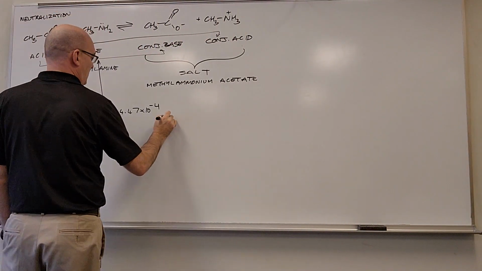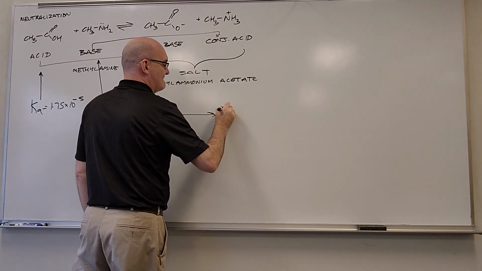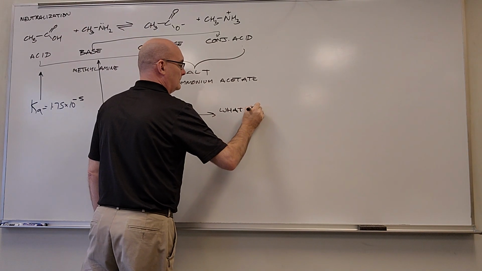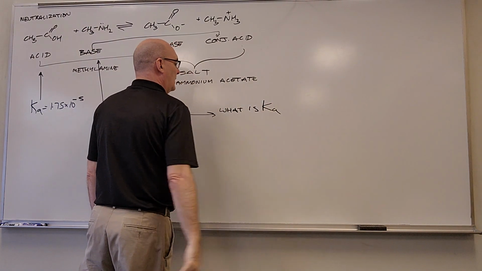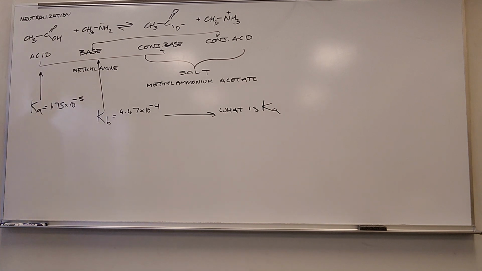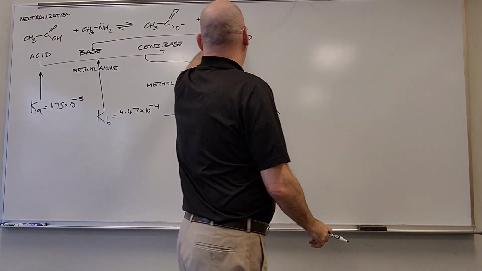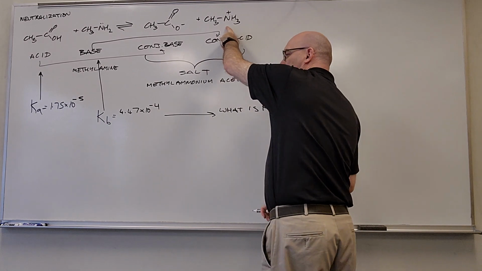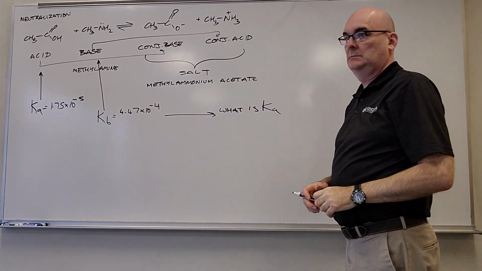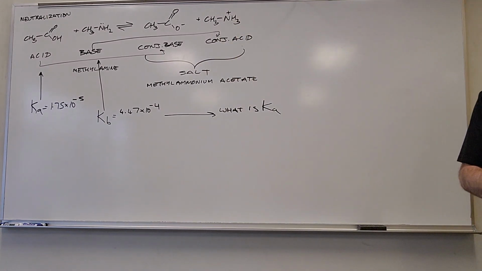Question. If I have to deal with Kbs and Kas both, I need two tables. Why don't I just write the Ka for this? What's its Ka?